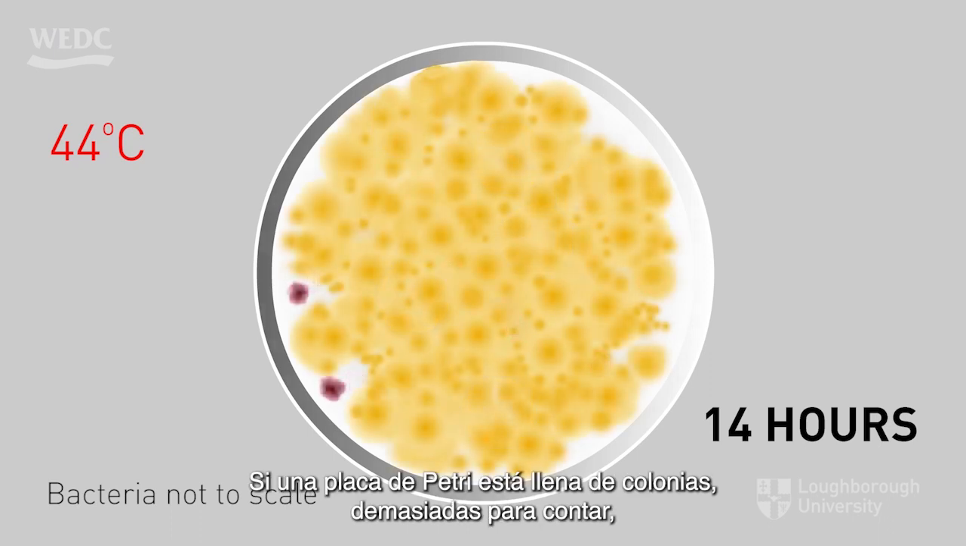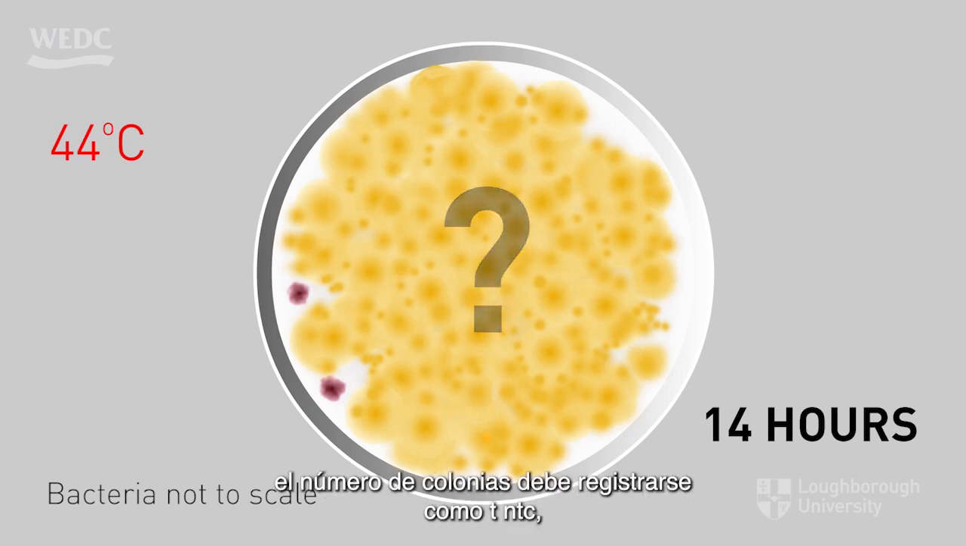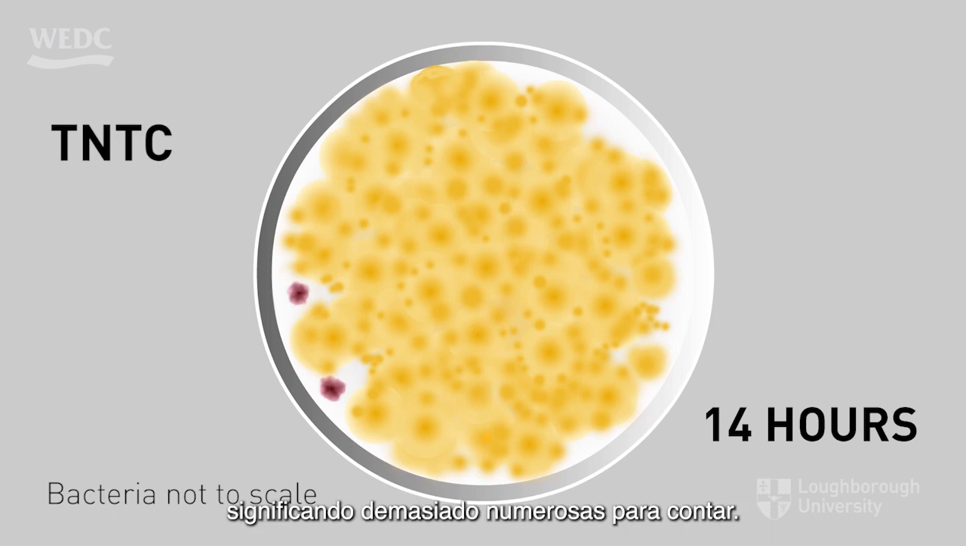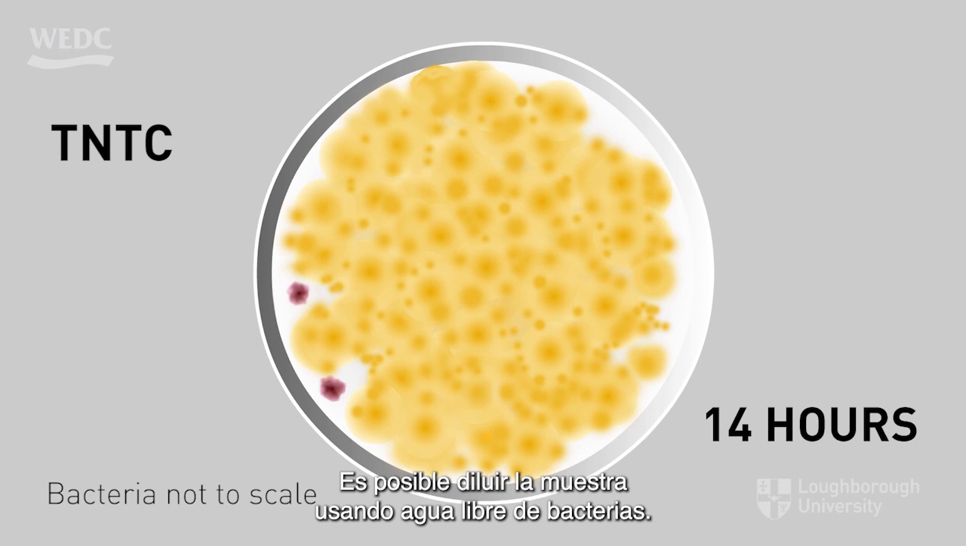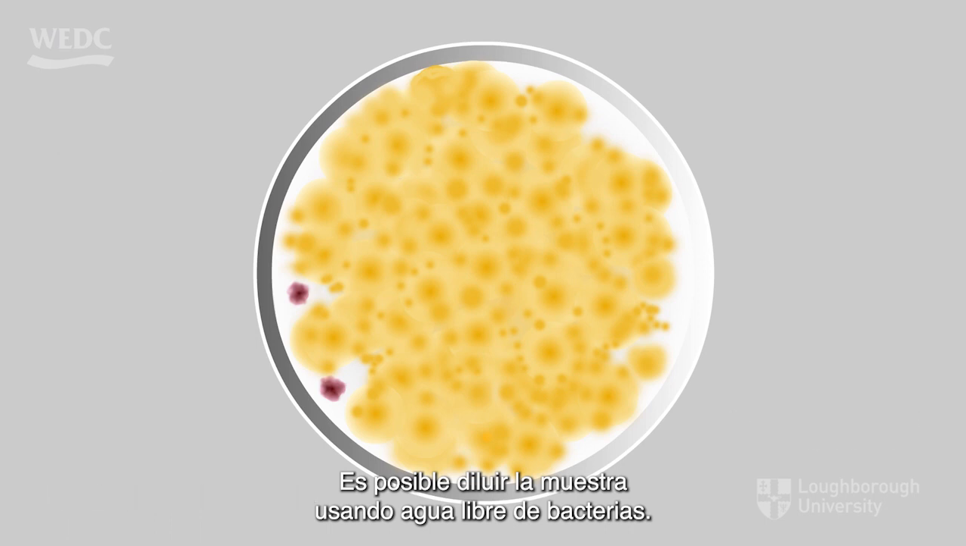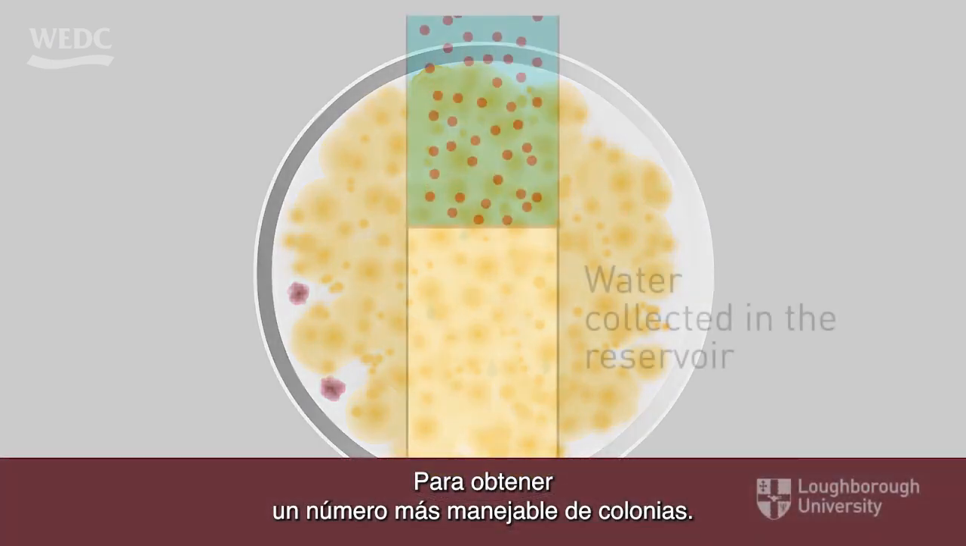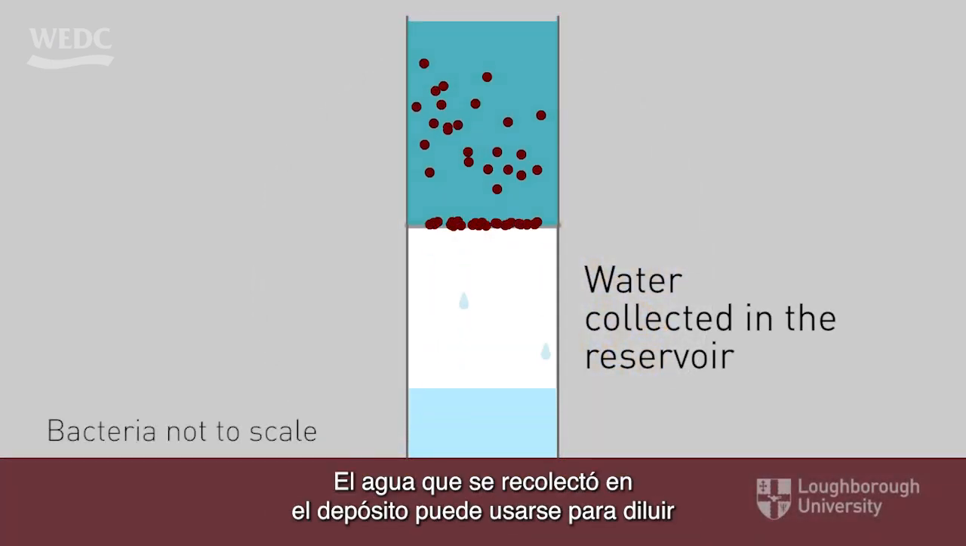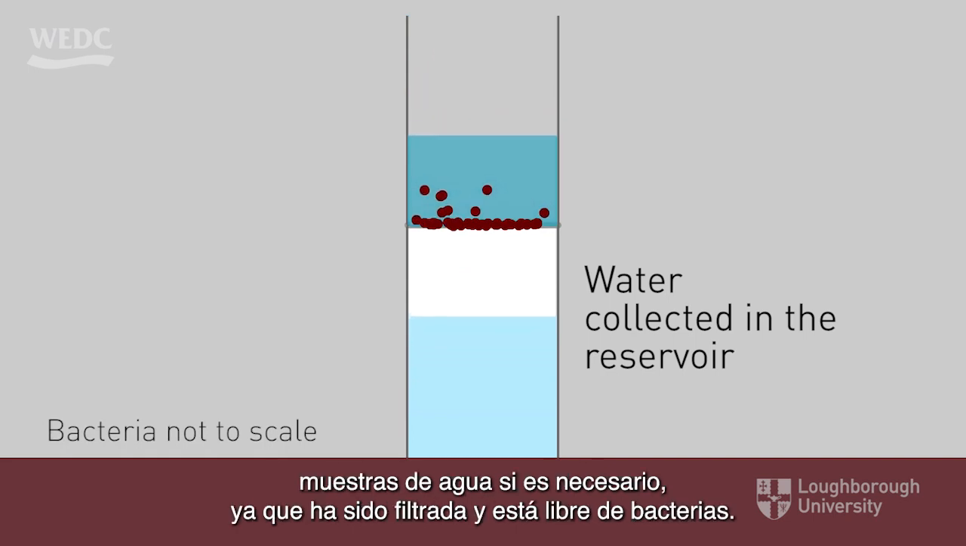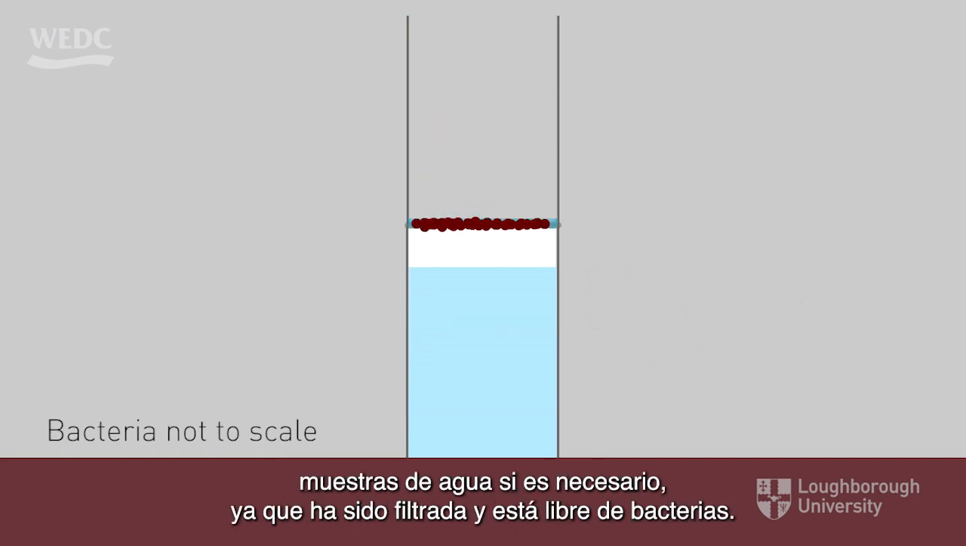If a petri dish is filled with colonies too many to count, the number of colonies should be recorded as TNTC, meaning too numerous to count. In this situation, it is possible to dilute your sample using water that is free from bacteria to obtain a more manageable number of colonies. The water that was collected in the reservoir can be used to dilute water samples if required, as it has been filtered and is free from bacteria.